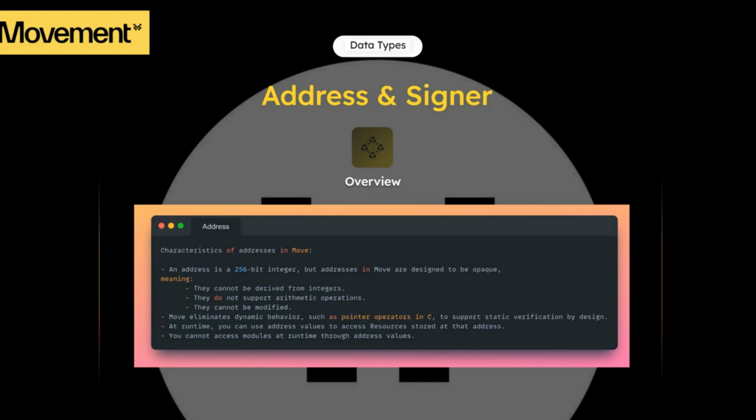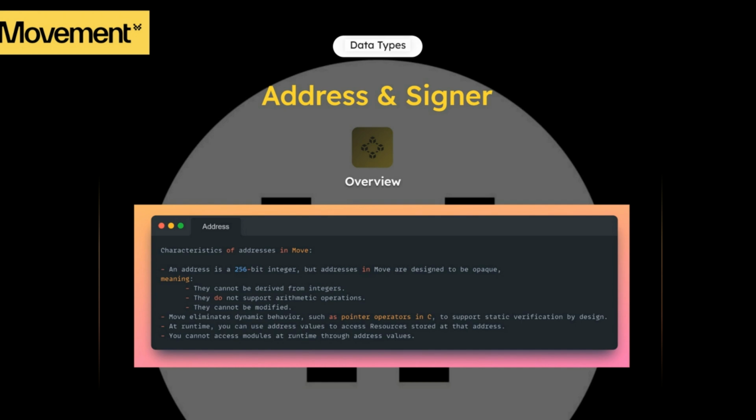Address is an integrated data type in Move used to represent locations in global storage. An address value is a 256-bit identifier. At a specific address, 2 things can be stored: a module and a resource. Although an address is a 256-bit integer, Move addresses are designed to be intentionally opaque. They cannot be derived from integers, do not support arithmetic operations, and cannot be altered.